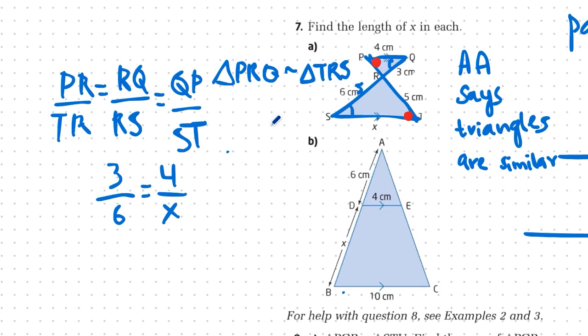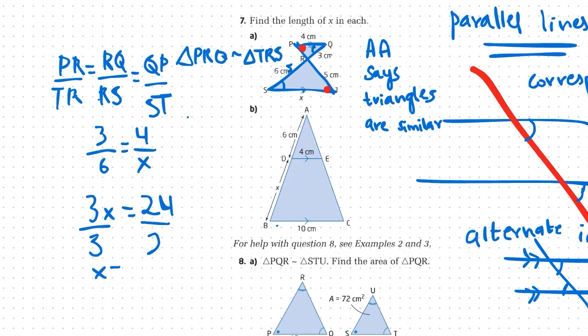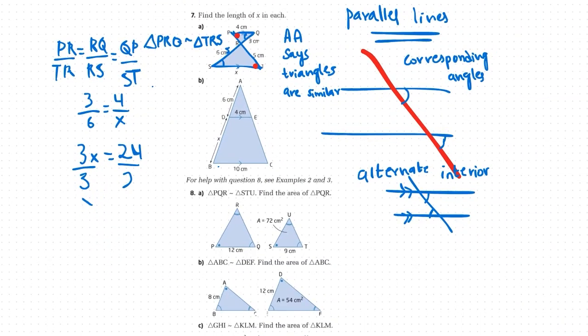So we cross multiply: 3 times X equals 4 times 6. Correct. So dividing by 3, X is 8. So that is the answer, 8 centimeters.